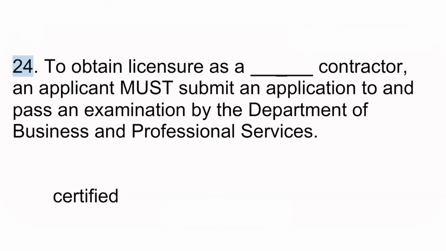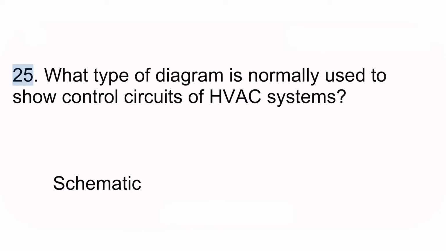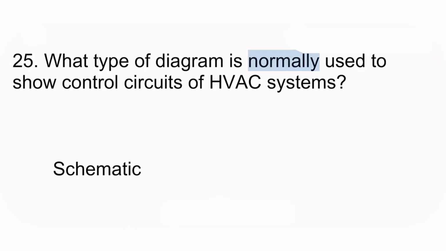24. To obtain licensure as a certified contractor, an applicant must submit an application to and pass an examination by the Department of Business and Professional Regulation. Certified. 25. What type of diagram is normally used to show control circuits of HVAC systems? Schematic.